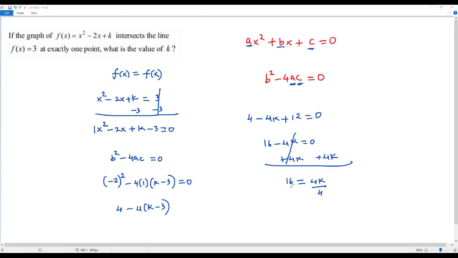Let me divide both sides of this equation by 4. Then this 4 will cancel out. When I divide 16 by 4, I'm getting 4. On the right side, I'm getting k. So therefore, the value of k is 4.